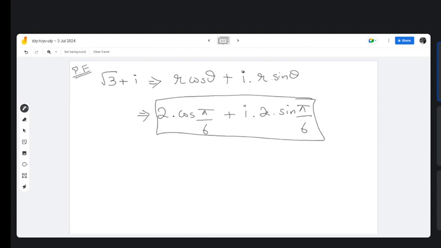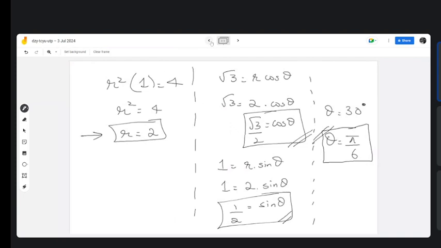If you want to go one step further, what you can do? There are two parts. In both the parts, 2 is common. You take out 2 common: 2 times cos pi by 6 plus i sin pi by 6. This is how you're going to get the answer. By end of the day, polar form, you will keep the form or represent the form only in the last part. Apart from that, you're doing it regularly.